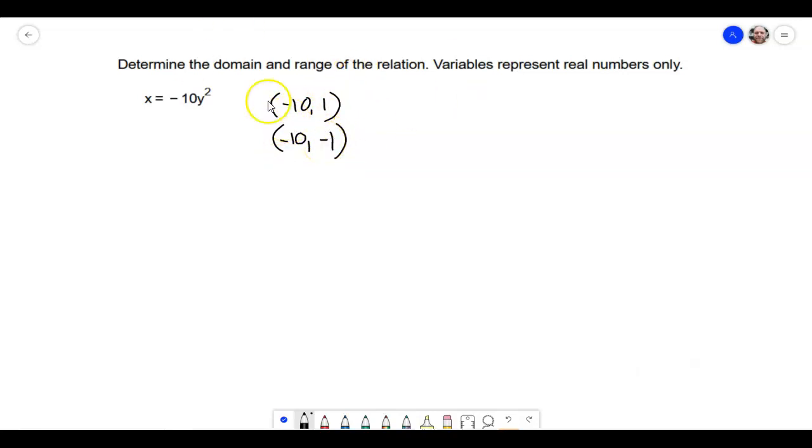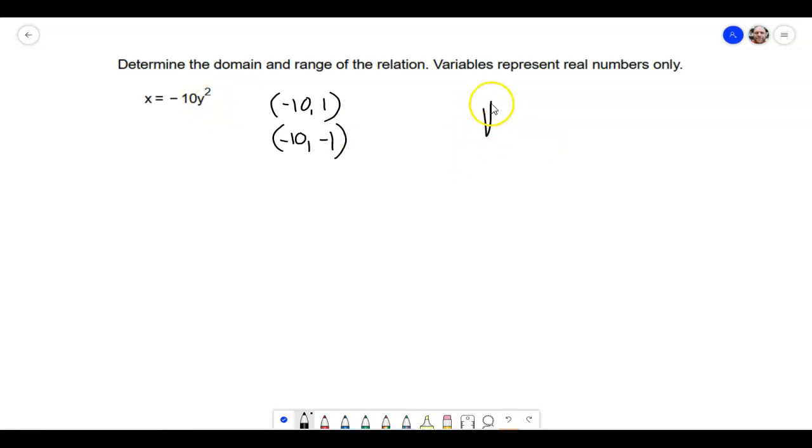But that's not actually what this is asking. This is asking us to find the domain and the range of this relation in real numbers only. And another way of saying that is, what are all the x values and what are all the y values? And even another way of thinking about it is, are there any restrictions on what I can put in for x or y? So for example, could I put in a 1000 for y? And the answer is yes, right?